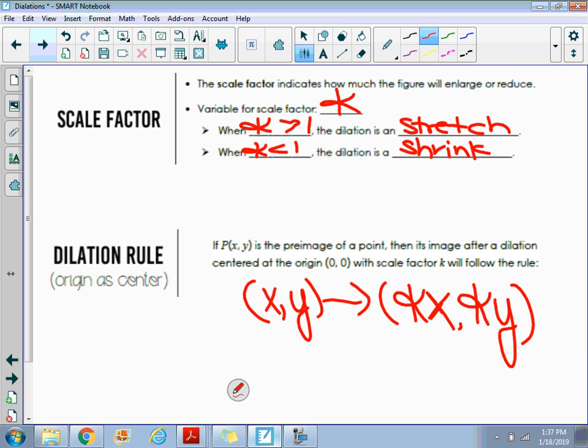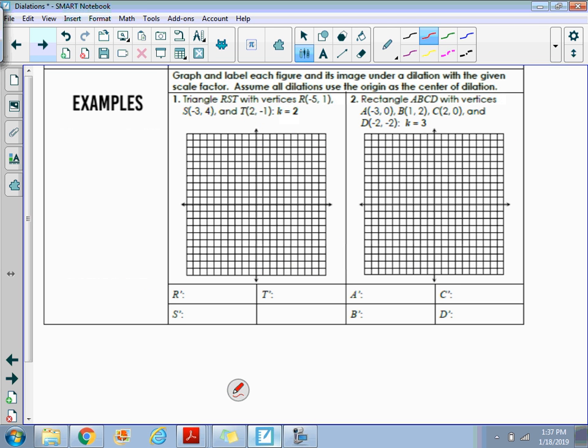Alright, so let's try. So number 1, we're going to do triangle RST with these vertices. R is negative 5, up 1. S is negative 3, up 4. And T is 2, negative 1. Alright, there's my triangle. I'm going to dilate it with a factor of 2.